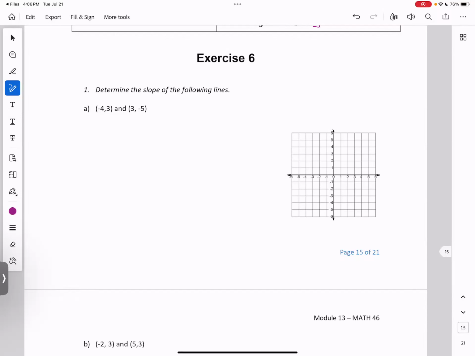Okay, let's do these exercises now. So it says to determine the slope. We've been given a graph, so let's do that graphically. So we have 1 point when x is -4, y is +3, so right here. And then our second point when x is 3, y is -5. Okay, so we know slope is rise over run.